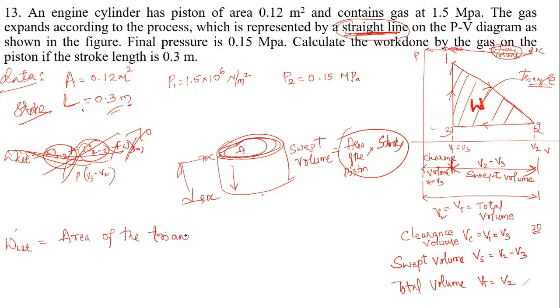That's why they mentioned in the problem straight line. Every process has straight lines. Therefore, net work done is the area of the triangle. How will you calculate the area of the triangle? Half into base into height. In this way you calculate the net work done.